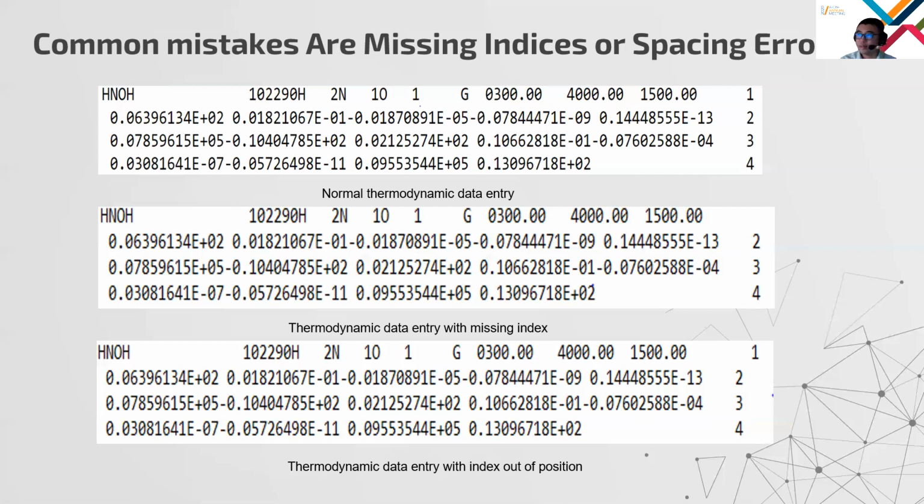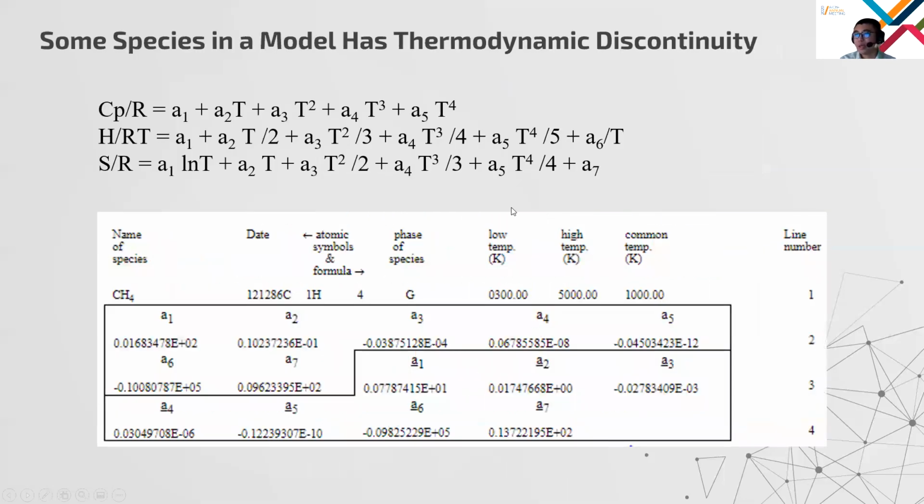So this is just a simple example of how Chemcheck will suggest users fix the syntax errors in a CHEMKIN file. And after we have the Cantera input file, we can start checking for physical errors.